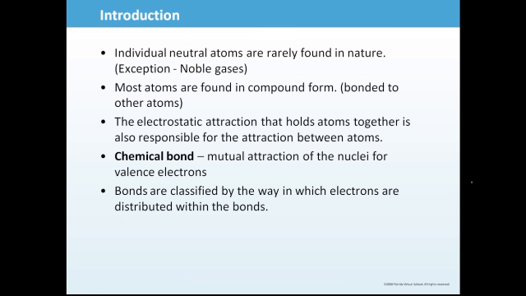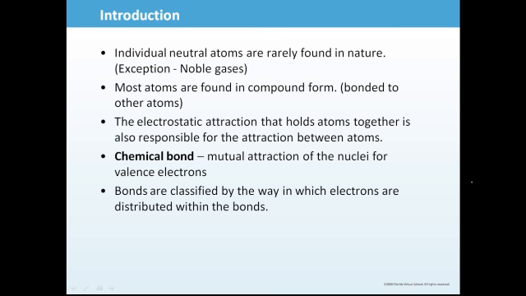Alright, so for 3.04, first off, just some introductory stuff here. Generally speaking, neutral atoms are rarely found in nature. The exception to that is noble gases. The reason is that noble gases are unreactive, because they have a filled outer shell, a filled valence shell. That's what we're going to be looking at throughout the remaining sections here in Module 3: how do other atoms get that filled outer shell?